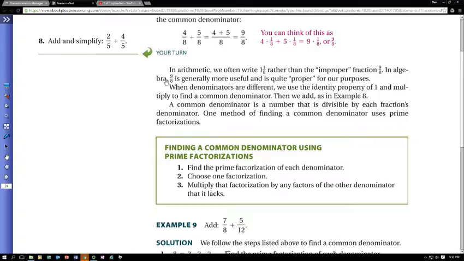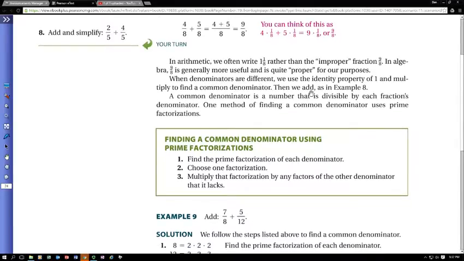But usually if you get an improper fraction, in other words, a fraction bigger than 1, I'd leave it that way, and take that as the answer. Don't take another step or another chance at making an error. Okay.